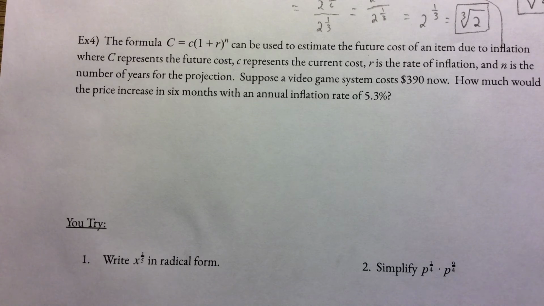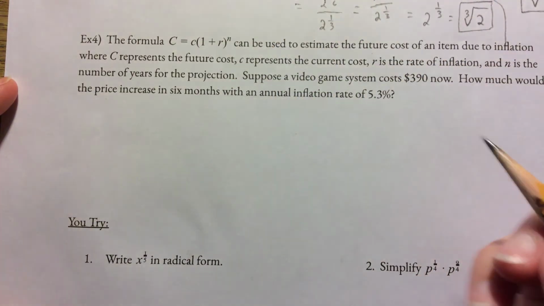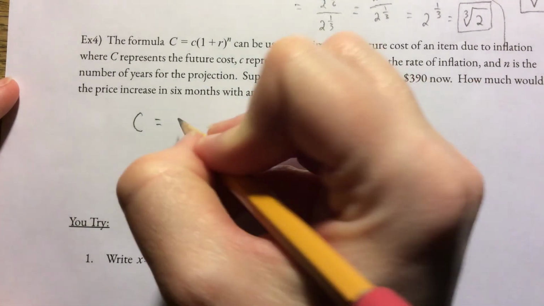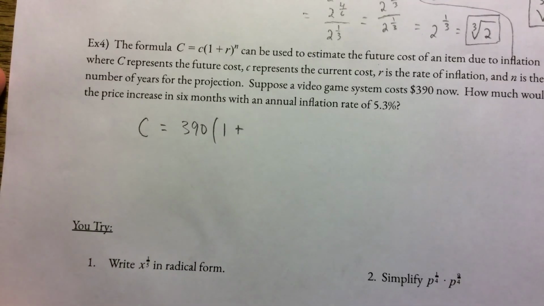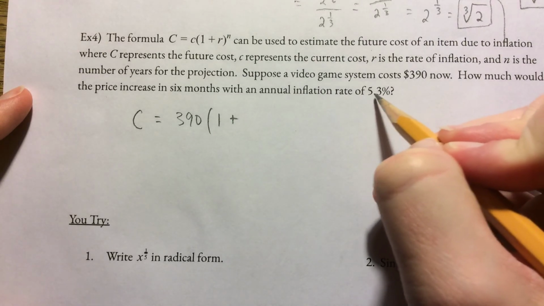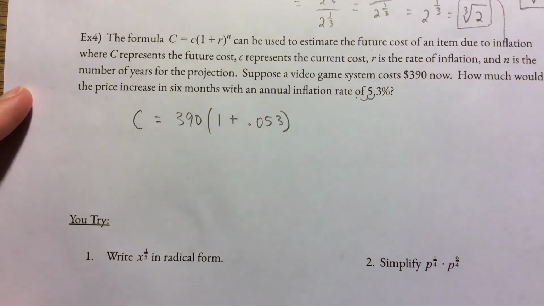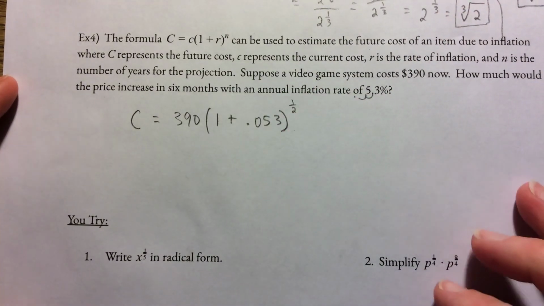So lots of times a gaming system is actually going to lose its value, so this might not be the best real life example for inflation, but we can use it to see what's going to happen here. So we have our cost is what we're going to find. Little c is our initial. Now a rate, when you put a percentage in there, you always put that percentage as a decimal. So 5.3%, if I move that decimal back, is 0.053. And then the rate is in years. If we want 6 months, that is a half of a year. So we have that fractional exponent on there.